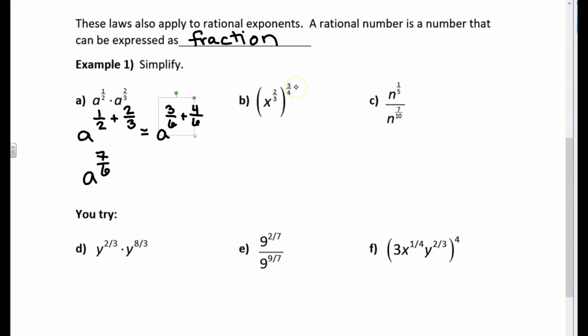When we've got power to a power, we multiply our exponents. This is x to the 2/3 times 3/4. I like this one because the 3's cancel and the 2 and the 4 are going to reduce. So this just becomes x to the 1/2.